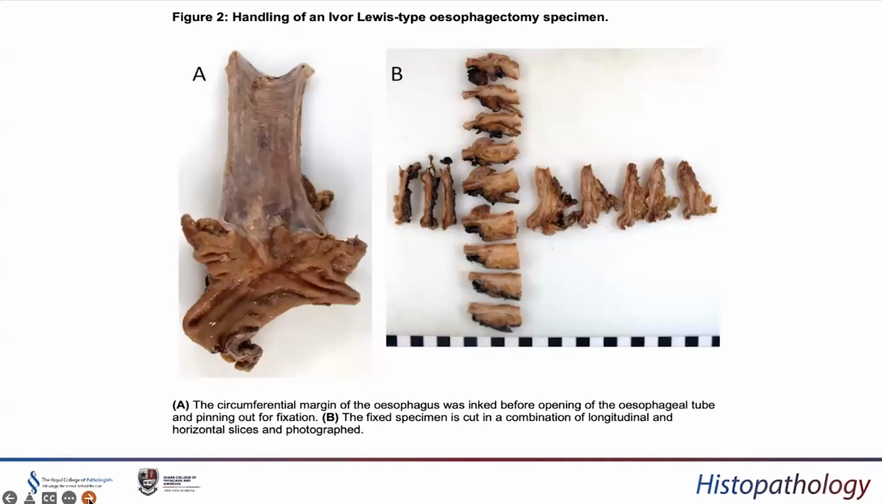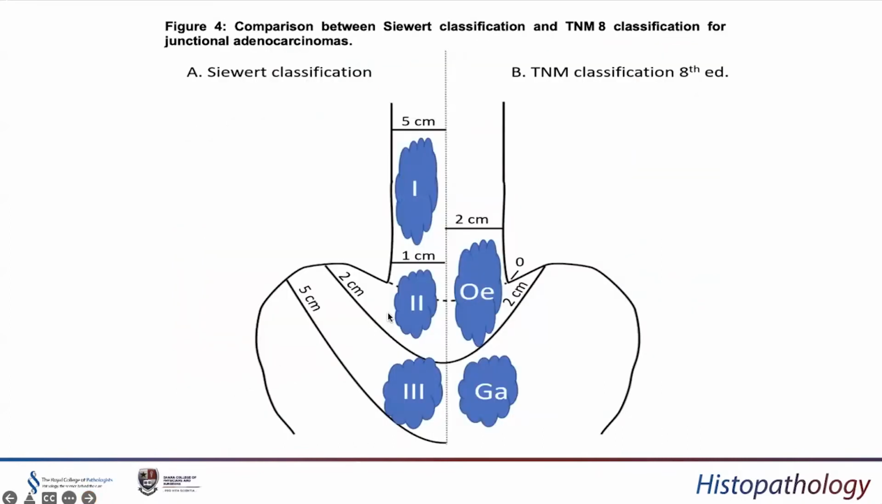And then this is another example of a different data set. So you've got upper GI, esophagectomy, an example of pinning out of the specimen for fixation, and then after it's been cut, how it might look, with a combination of longitudinal and horizontal slices. We use a lot of photography and put those photos into our reports, which the clinicians find really helpful. But yeah, that's an example, and this is another.